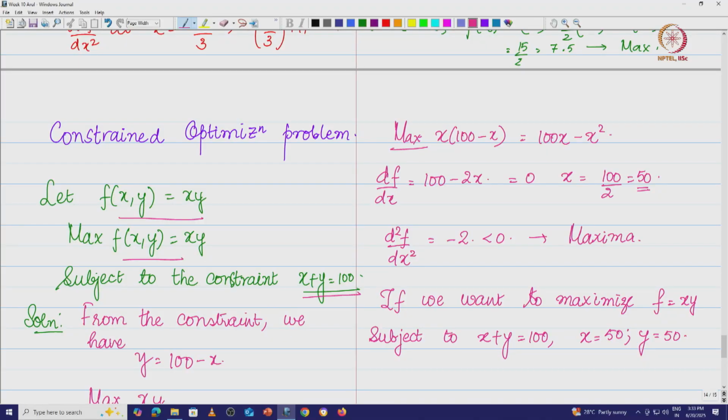If you look at the example that I did in the previous class, which is basically f of x y is equal to x y, then maximize f of x y is equal to x y, subject to the constraint x plus y is equal to 100. I turned this two variable function to a single variable function, and then I did it, right. Now suppose I have a multivariable function where it's not easy to have a constraint like this, how are we going to work?